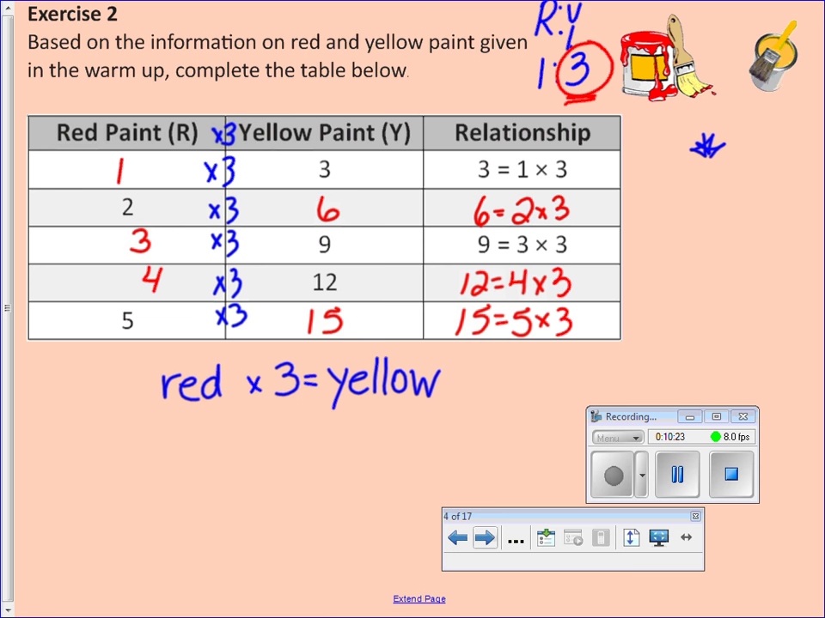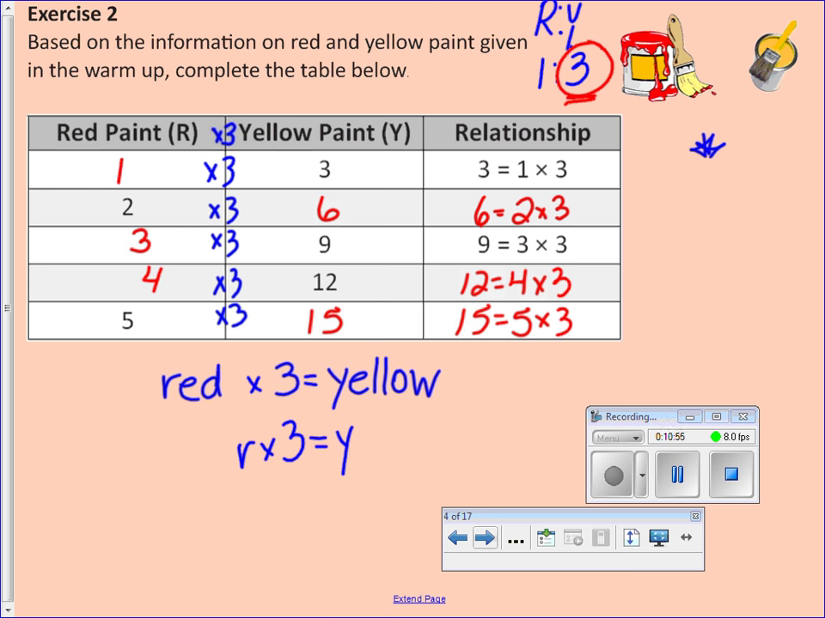1 to 3, 1/3. So now, that's a lot of letters, and I don't want to keep writing that all the time. Is there a way? Can I abbreviate that somehow? Instead of red, what can I use instead? What do you want to use? Take a guess. Yes, but I wouldn't know what that means. What would be a better idea? Just use R. So R times 3 equals Y.